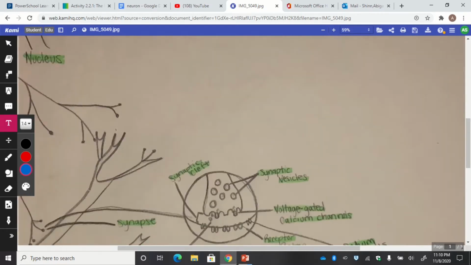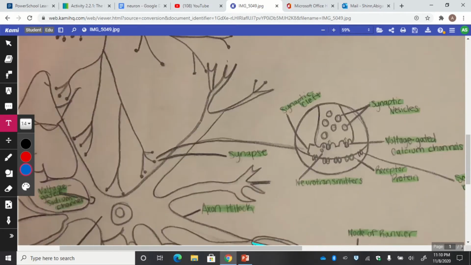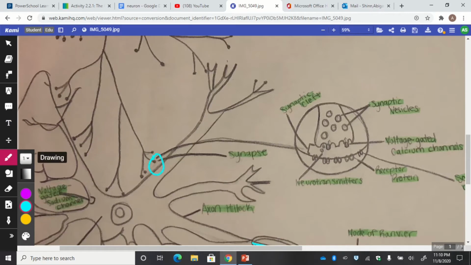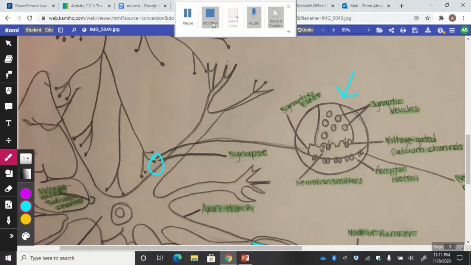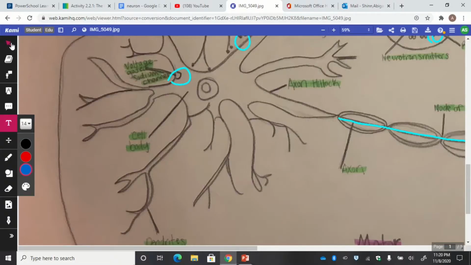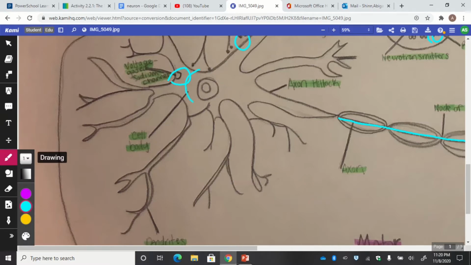We're going to go to synapse, and this is synapse right here. It's really tiny, but there's a bigger picture right there. And a synapse is the junction between two nerve cells consisting of a minute gap across which impulses pass by diffusion of a neurotransmitter.